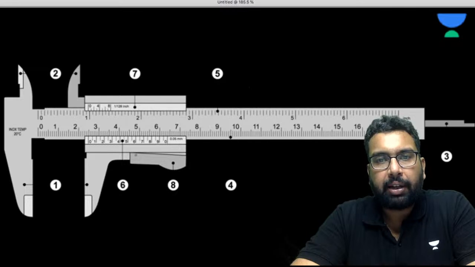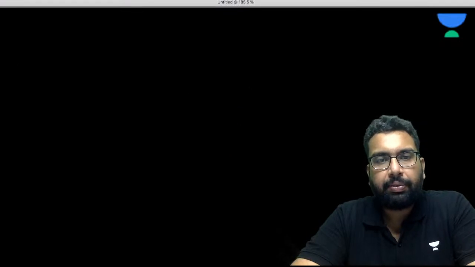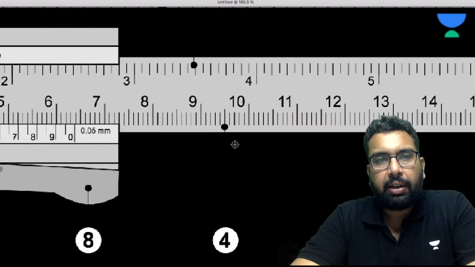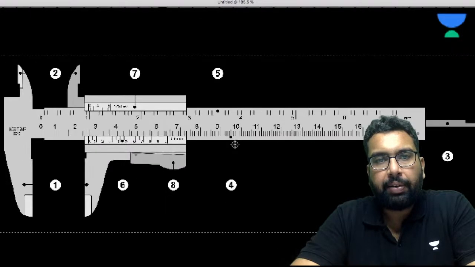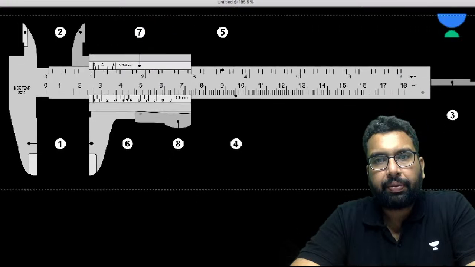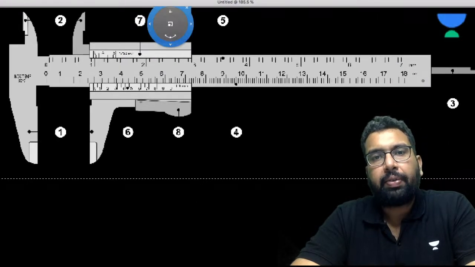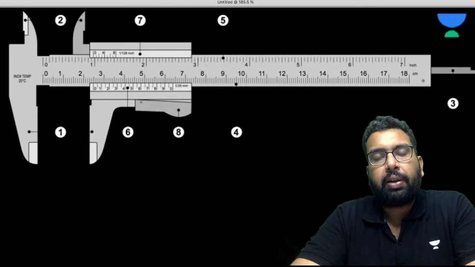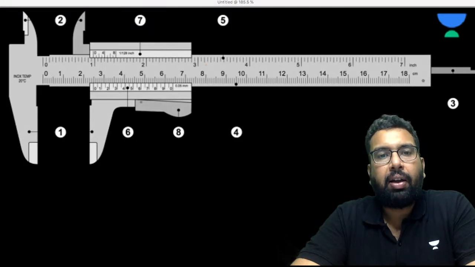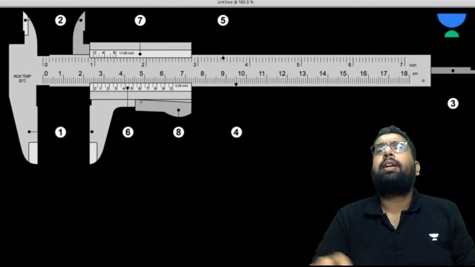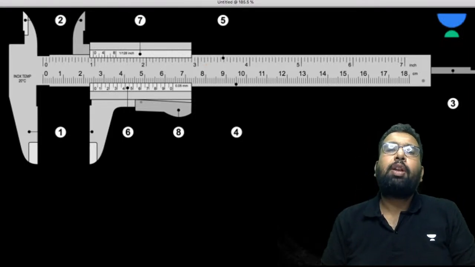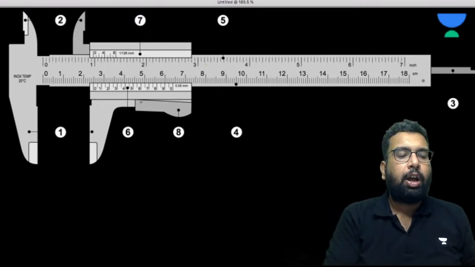I'll just make it slightly above. Yeah, let me have it. Yeah, now it is fine. So we have a Vernier caliper here. I hope you can see this Vernier caliper clearly, right? Can you see it clearly? Just have a look at it for one moment.